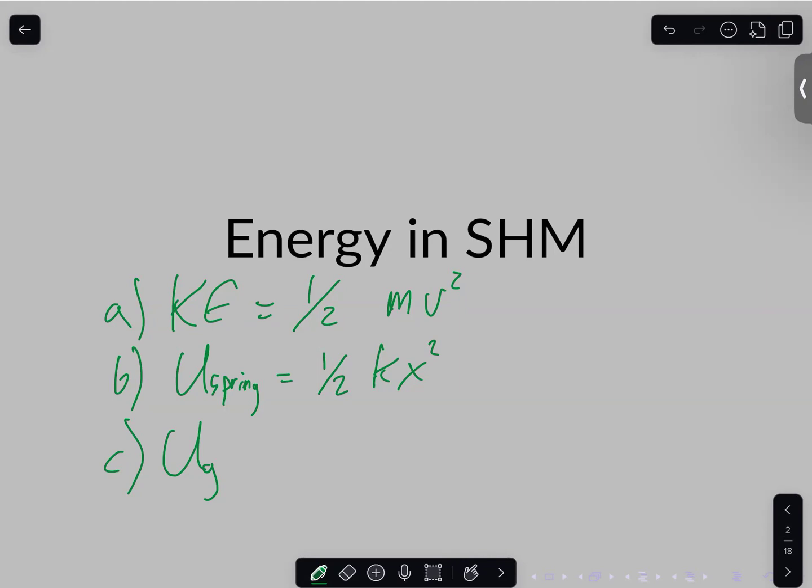It's how much the length has changed. If I've got a 10 centimeter spring that's 6 centimeters currently, what's my displacement? 4 centimeters. Gravitational energy is mass times gravitational field times height. That's good? Everyone happy? If you didn't have those, write these down.